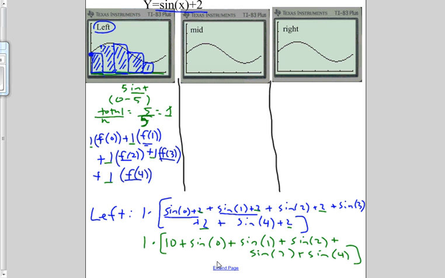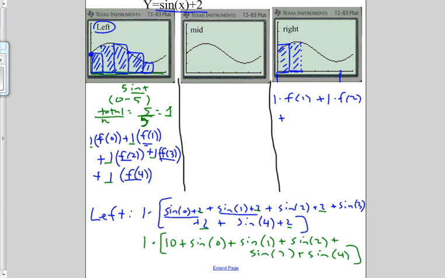To do the right bound, same idea. We're going from 0 to 5. We're using our right bound. So in this first interval from 0 to 1, I'm going to use my right bound to get a rectangle to approximate that area. So it has a length of 1 and a height of f of 1. Plus, in the next interval from 1 to 2, I'm using my right bound, and that has a width of 1 and a height of f of 2.